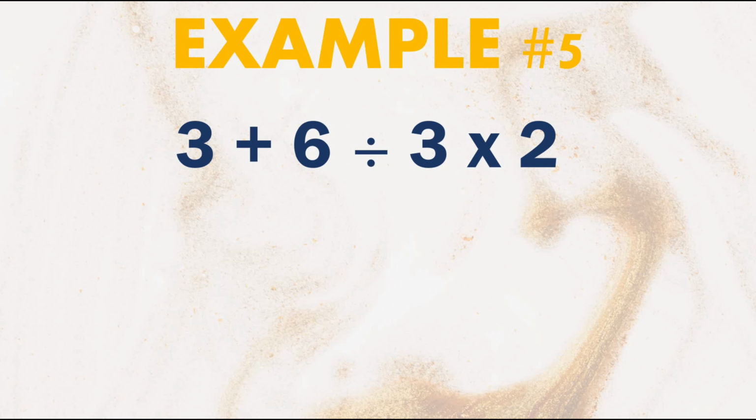Let's answer these exercises. Example number 5: we have 3 plus 6 divided by 3 times 2. I'm going to give you 30 seconds to answer. Timer starts now.